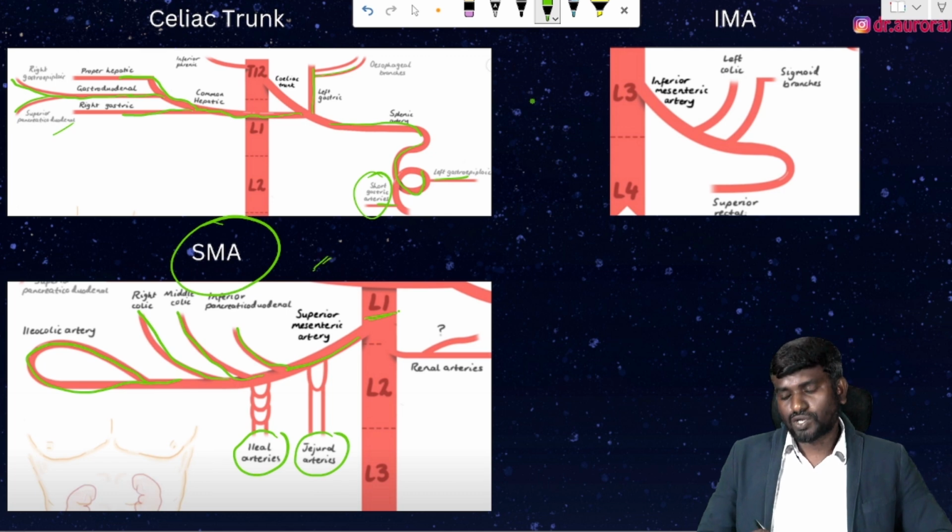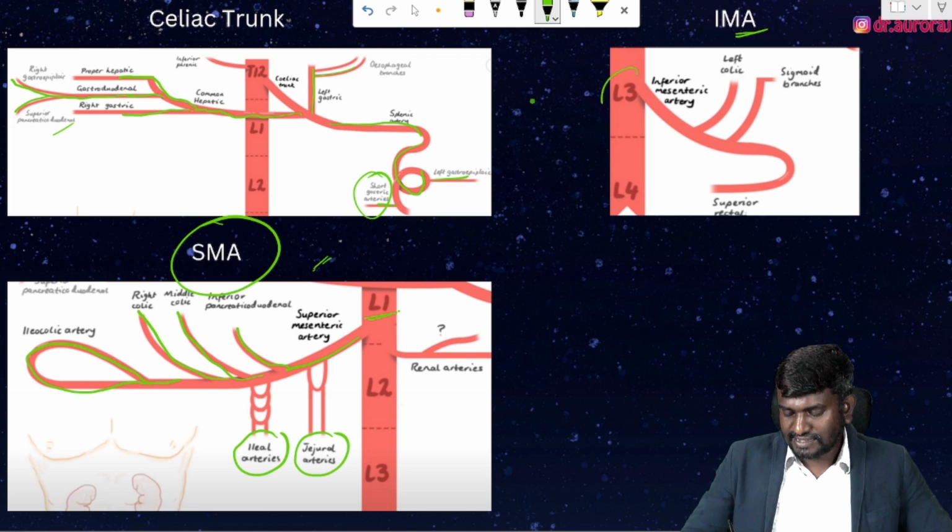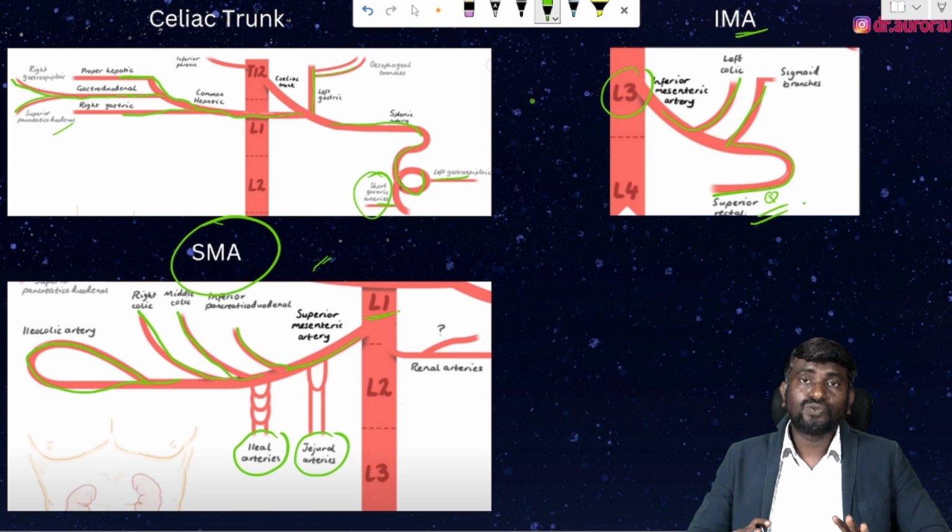SMA. Talking about the IMA, the inferior mesenteric artery, it is going to be at the level of L3. Yes. Now the inferior mesenteric artery gives rise to the left colic, sigmoid branches and also the superior rectal artery. This has been asked. So this is for you to understand.